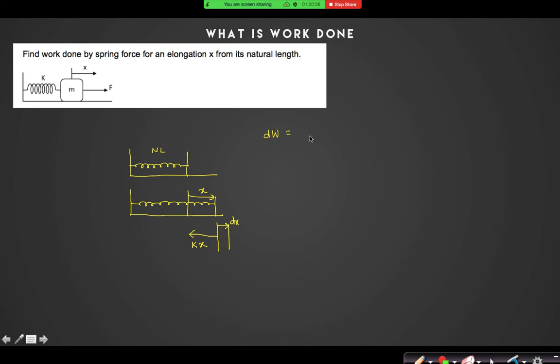Can I say that is equal to minus of k into x into dx? Can I write minus kx dx? Yes. If I now integrate this, what is NL? Natural length.